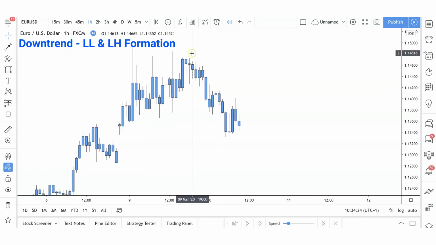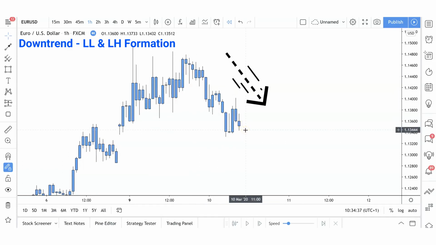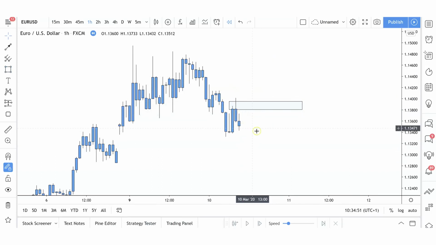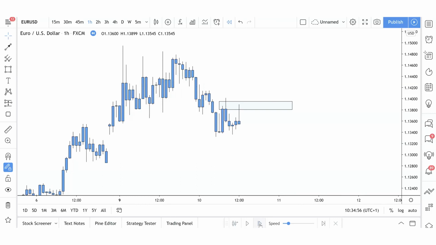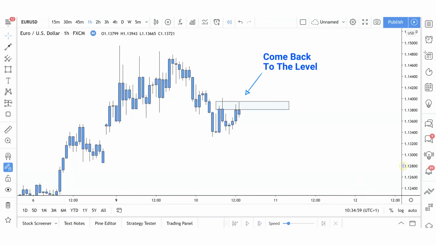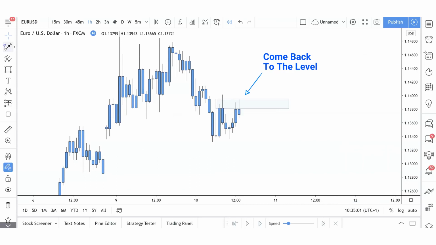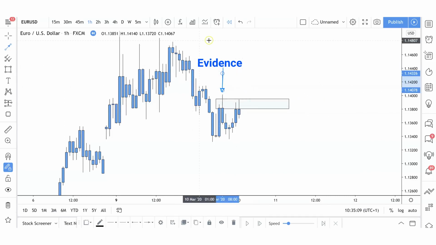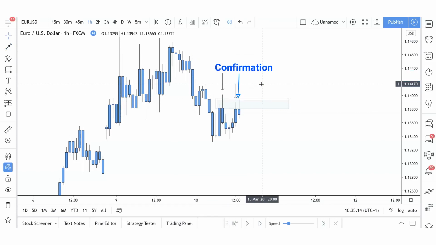Once the market has illustrated that it's either trending up or down, in this instance, identify where the market is creating a level. Now remember, we're not taking the trade immediately. What we're looking for is for the market to come back to this level to highlight the pattern that we're looking for. So what we want to do is just wait patiently for the market to come back. Now, as you can clearly see here, we're looking for multiple wick rejections. So this is evidence that the market has created a level in line with the direction of the market, which is down. Here we see our first wick rejection.